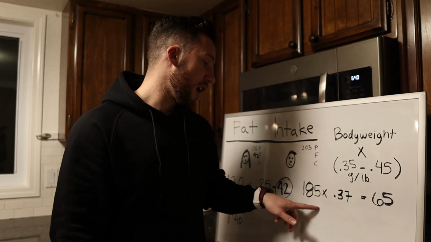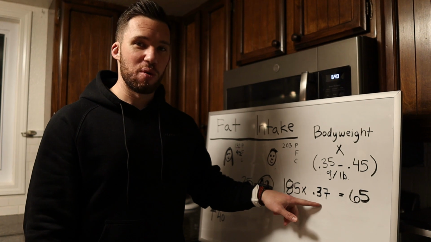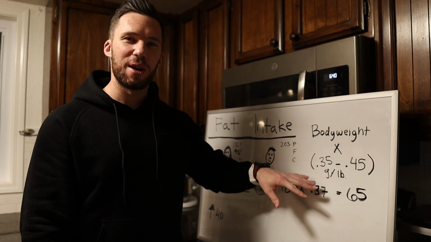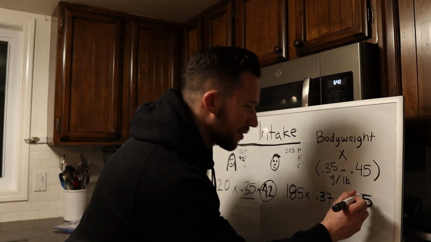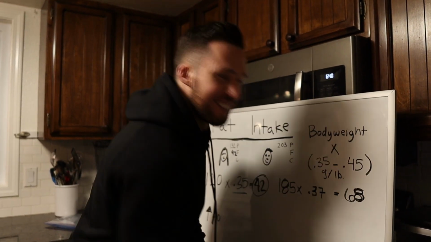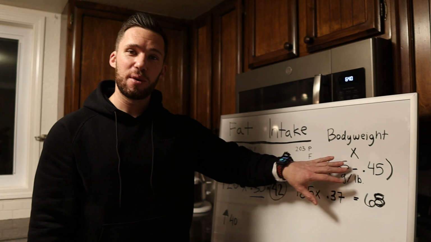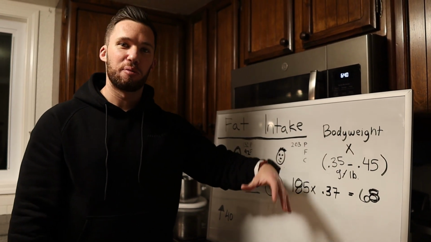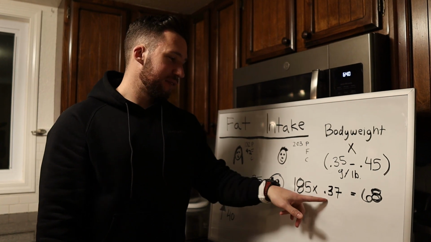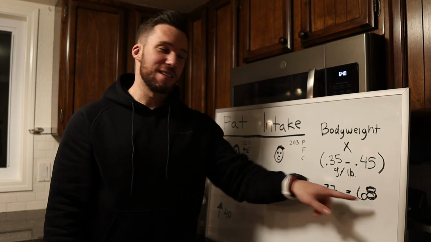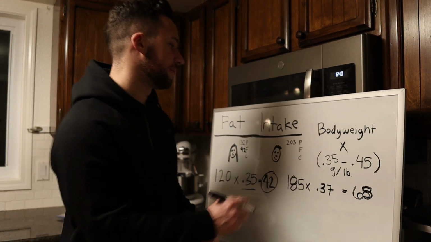So for myself, I did 185, multiplied it by 0.37. Just kind of picked a random number. I do like carbs, but I do kind of like my peanut butter and things like that. Oh, I didn't even do the math right. So I do like peanut butter, but I mainly like cereal, bread. Like you see me eat toast a lot on the channel. So 185 times 0.37 gives me 68 grams of fat.